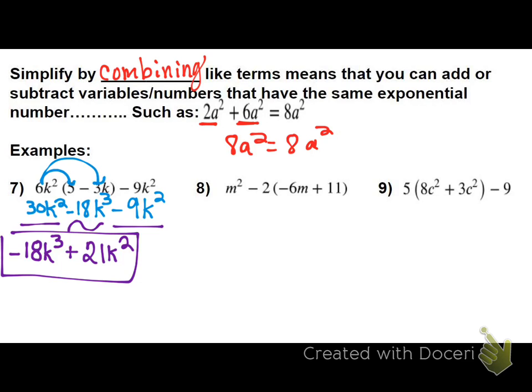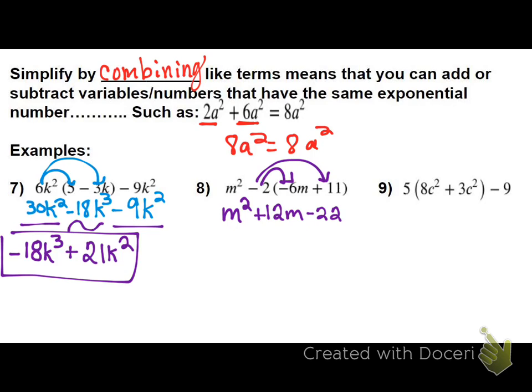Okay, let's take a look at example number 8. The greatest exponent goes first. First question I ask myself, are there any numbers here that I can distribute? Yes, what is it? Negative 2. Okay? So the first thing I do, I bring down my m squared so I don't forget about it. And then I distribute. What's negative 2 times negative 6m? Positive 12m. Then what do I distribute? Negative 2 times positive 11, which equals negative 22.